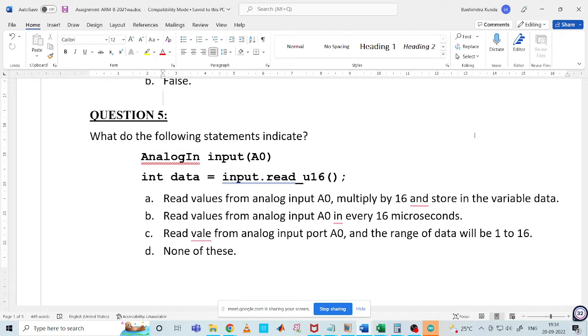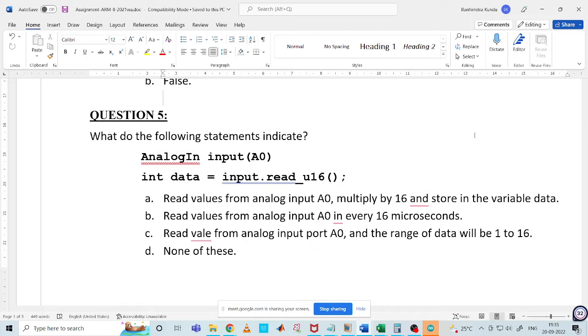Sure. Sir, we need some explanation. Tell me. What does U16 mean in the read? See, A0 is one of the analog pins, right? Yes, sir.